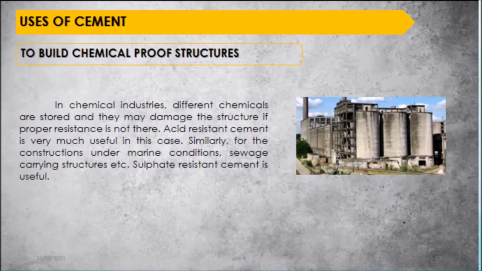Another is to build chemical-proof structures. In chemical industries, different chemicals are stored and they may damage the structure if proper resistance is not there. Acid-resistant cement is very much useful in this case. Similarly, for construction under marine conditions, sewage-carrying structures, etc., sulfate-resistant cement is useful.